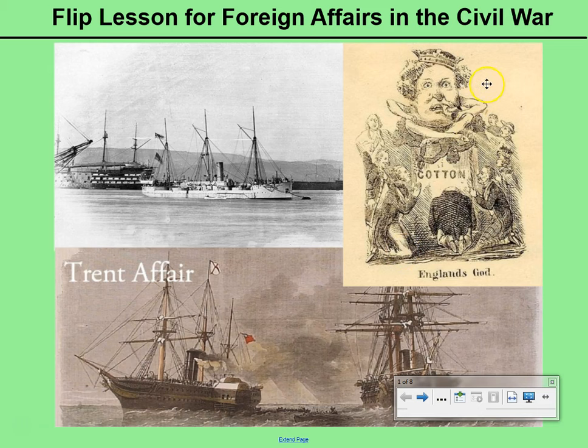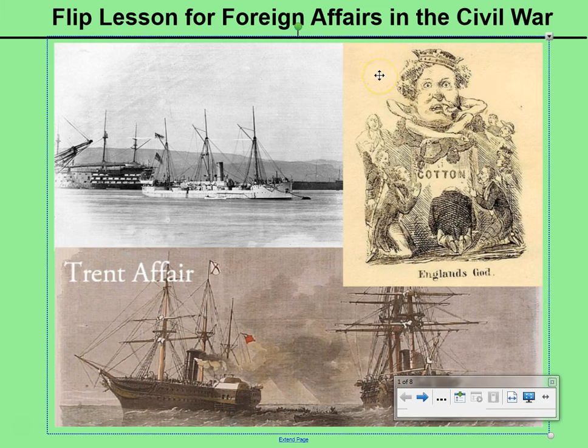Check out the creepy political cartoon. Love this one. A giant cotton head eating people? Those look like legs coming out of that thing's mouth. England's god, cotton. Yikes! Along with some ships. We'll find out what those are later.